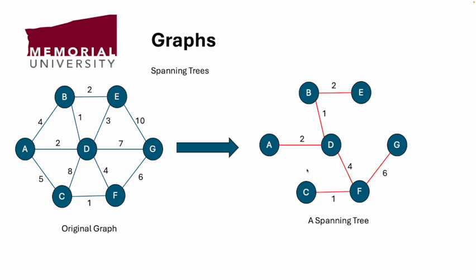What about this one? This one is also a spanning tree. So the total weight, the sum of weight, is 16. So here we have a lot of scenarios.